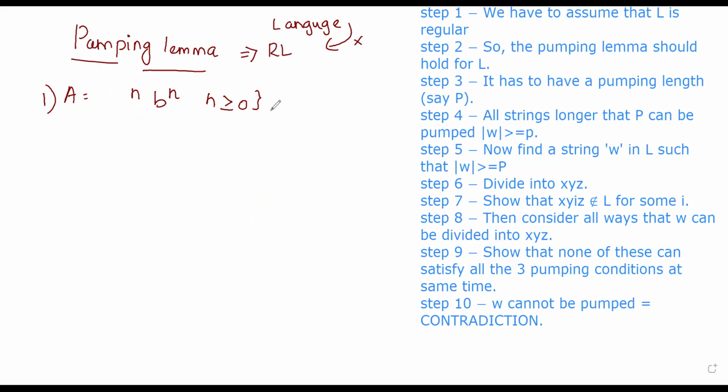a^n b^n is the language given. The first step is to assume L is regular. I'm just assuming it is a regular language. We know it is not regular, but we are assuming it is regular, so the pumping lemma should hold for L. That is, we have to find the pumping length.